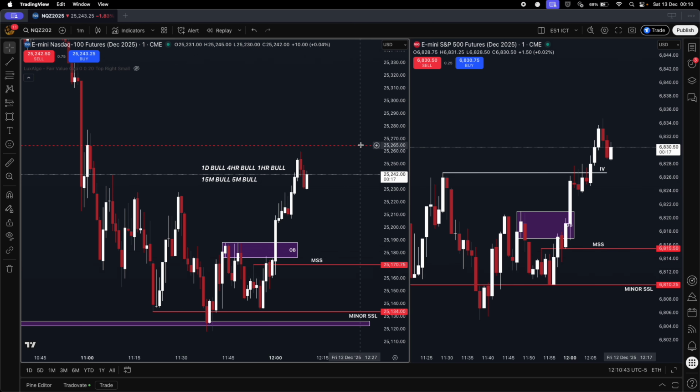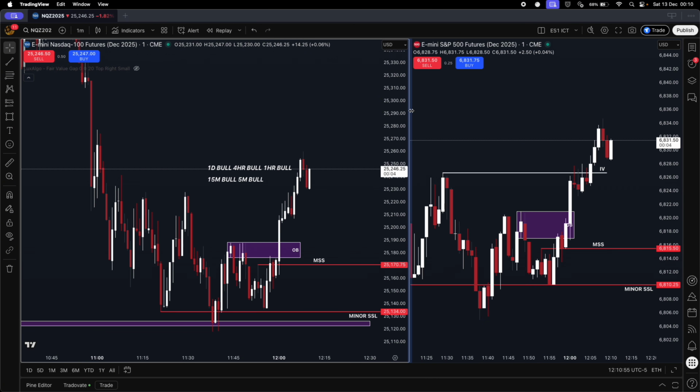Yeah, so as far as the model for this lunch macro, we haven't seen anything as of now. Obviously price shifted market structure, took out minor buy side. So there's not been any position so far today.